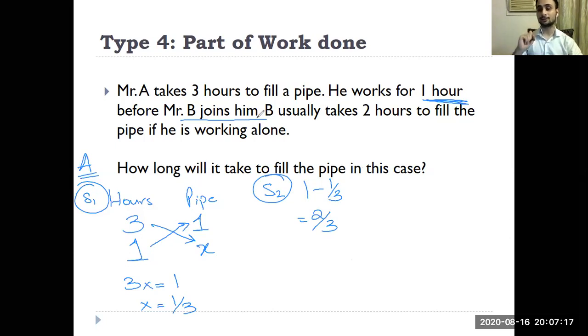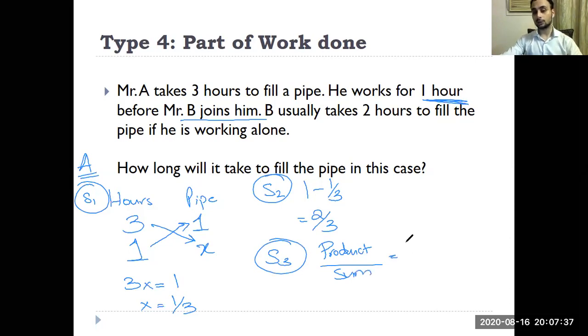If A and B start working together, तो ये कौन सा चीज, हम लोग कौन से टाइप ऑफ क्वेश्चन को डील कर रहे हैं? हम लोग डील कर रहे हैं टाइप 1, जब A और B कंबाइंड वर्क करते हैं, और उसका हमारे पास इजी फॉर्मूला क्या है? प्रोडक्ट divided by sum. So we know कि individually A को 3 hours लगते हैं और B को 2 hours लगते हैं. And we know that अगर together they work, then it will be 3 into 2, 6 divided by 3 plus 2, which is 5. And together if they work, they will take how many hours? 6 over 5 hours. ये भी हमें पता चल गया.